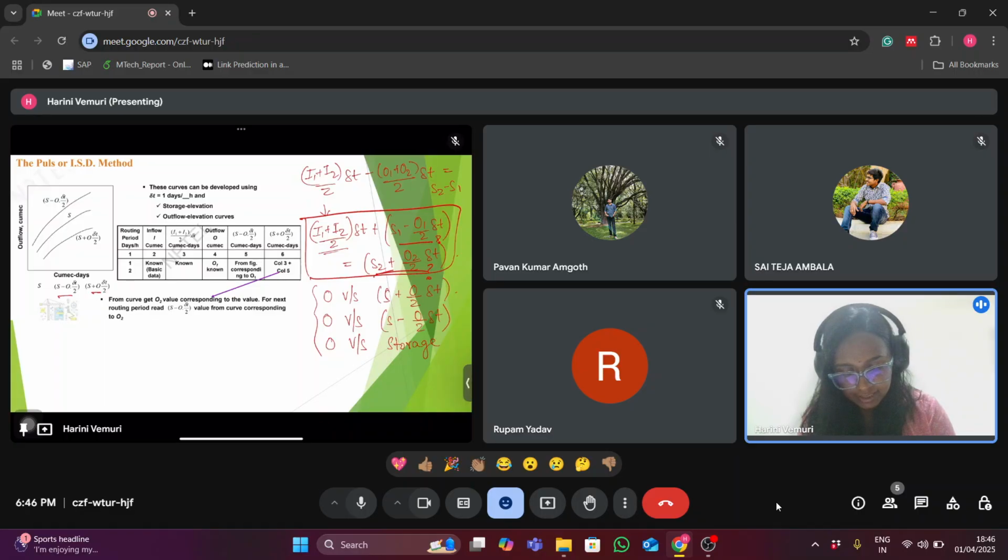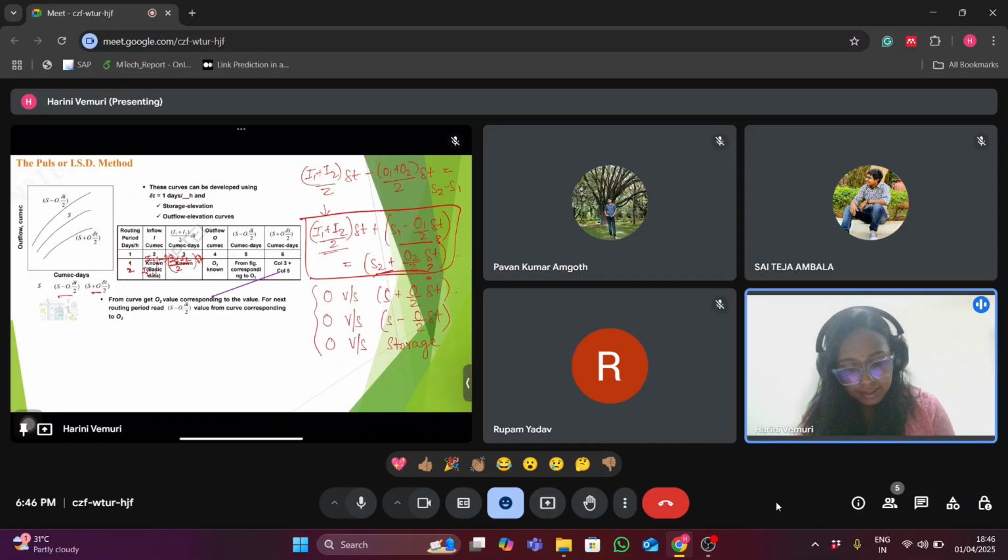So we know at each time step what is the inflow value. If we have I1 and I2 values, then for this time step, how will we calculate? I1 plus I2 by 2 into delta T. Using these two values, we will calculate the average inflow and multiply with delta T. Remember, the delta T term should be in seconds if the inflow is in meter cube per second.